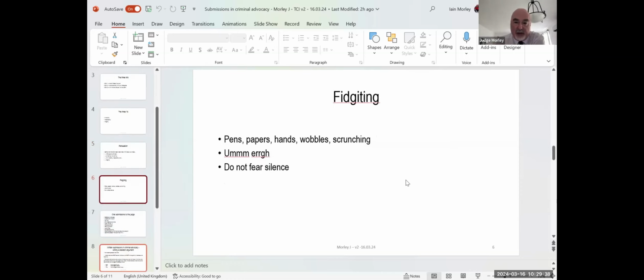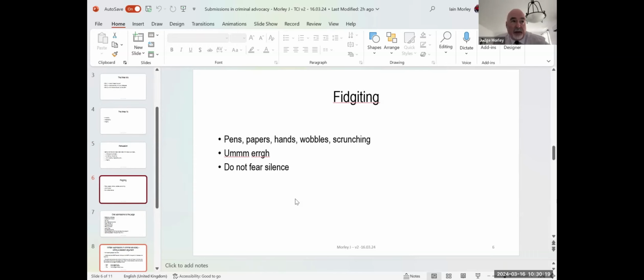We go to the next slide, fidgeting. Well, some of you will do this. I recommend, as I think anybody who's done advocacy training will know, you all see yourselves on video, because when you do, if you've not done it before, you will be horrified. You will see you're doing things you weren't aware of. You'll be moving pens around, papers around, your hands will be all over the place, you'll be wobbling about on your feet, you'll be scrunching up over the lectern, you'll be touching your nose, touching your ears, you'll probably be doing ums and ers, which I've just done a moment ago.